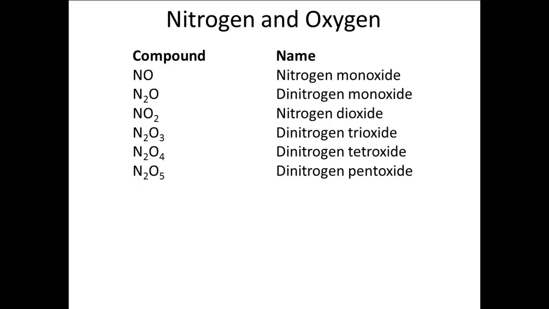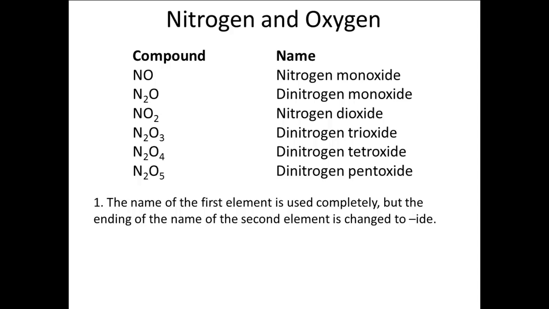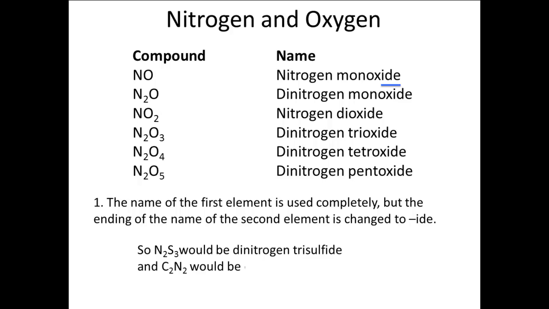Perhaps the first thing to notice is that the name of the compound uses the name of the first element completely, but changes the ending of the name of the second element to IDE. So the name of the compound N2S3 is dinitrogen trisulfide. And the name of the compound C2N2 is dicarbon dinitride.